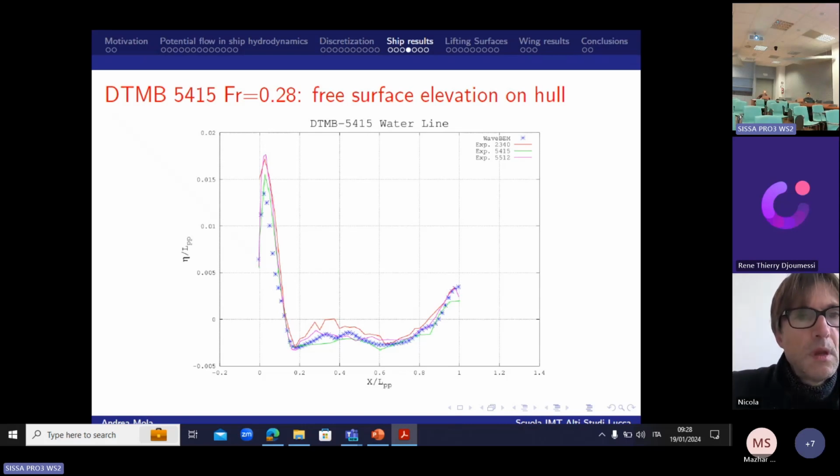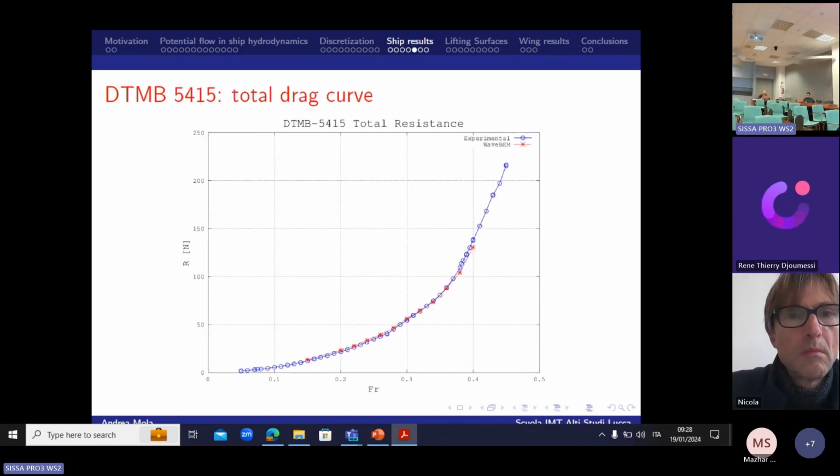We have 3 experiments, and these experiments have been done in different towing tanks, different facilities, and the blue asterisks that represent the result of simulation are pretty much in the middle of the experimental uncertainty. This is how we reproduce the total drag curve, which is eventually what the engineers want to have from this kind of simulations. The error is never higher than 2% on this overall curve.